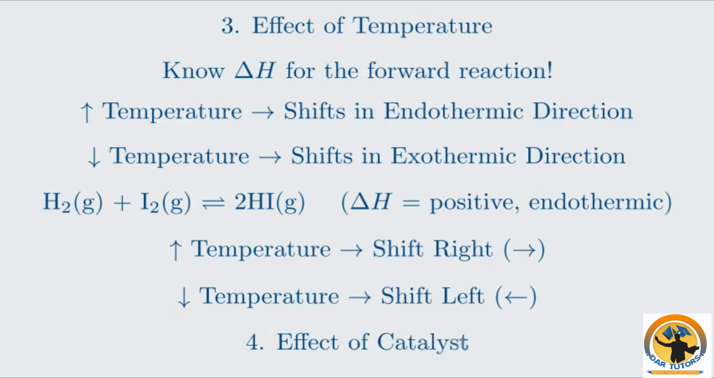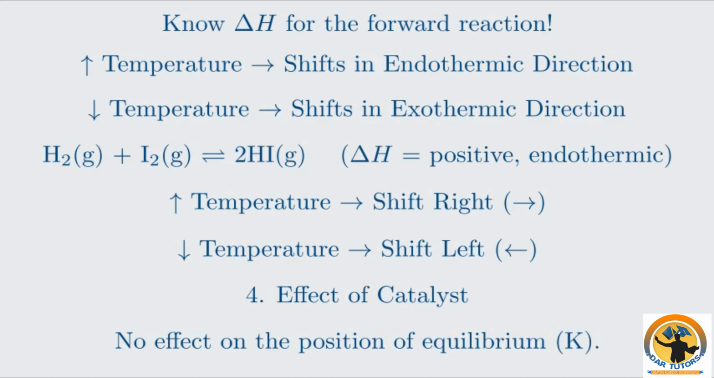The final change to consider is the addition of a catalyst. A catalyst works by lowering the activation energy for both the forward and backward reactions by the same amount. Therefore, adding a catalyst does not change the position of equilibrium and does not change the value of K. It simply helps the system reach equilibrium faster. Think of it as speeding up both runners on our escalator analogy equally. They still stay in the same place.